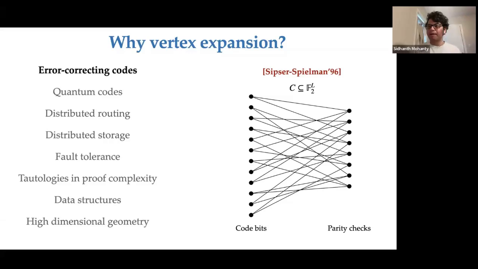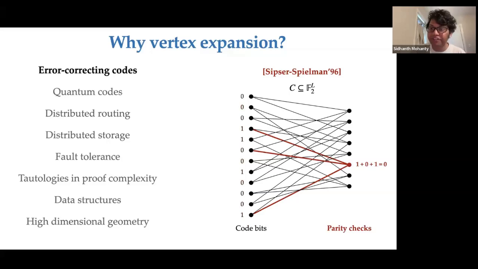So this application is to the construction of these objects known as error correcting codes. So let me define how one uses a vertex expander to construct an error correcting code. So imagine a bipartite graph. And for now, let's say the small sets on the left expand losslessly to the right. Okay, so you should think of each code word as being an assignment of bits to the vertices on the left. So you just label each vertex on the left with 0 or 1.